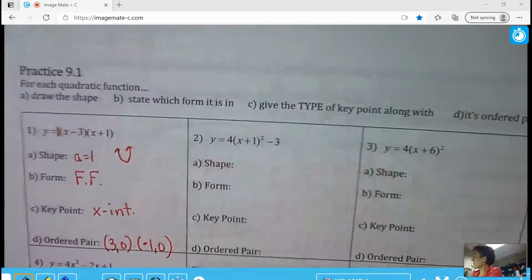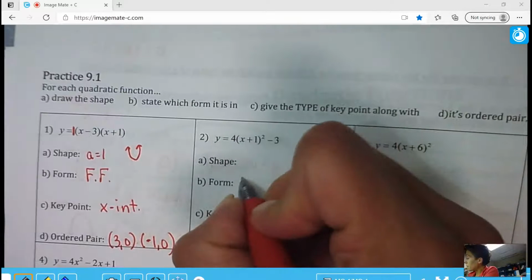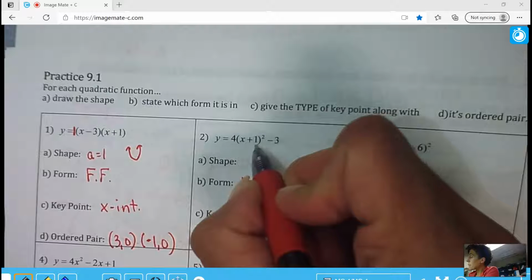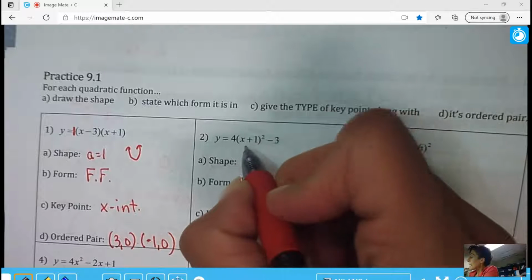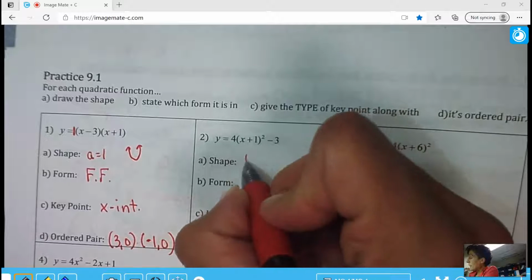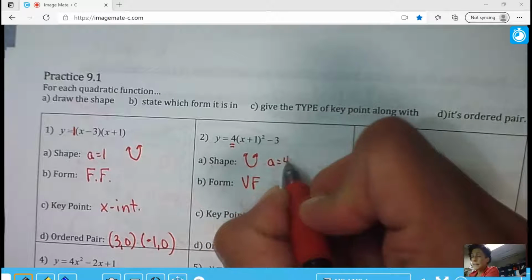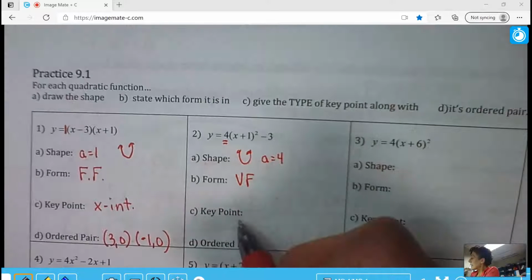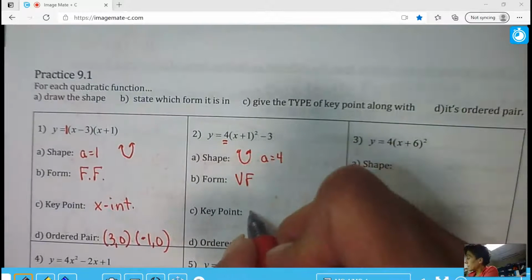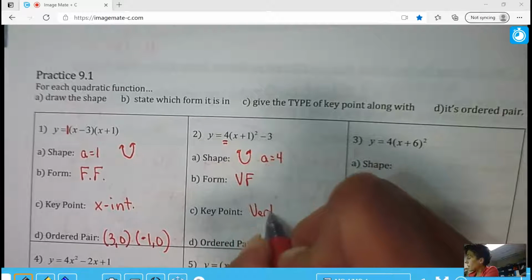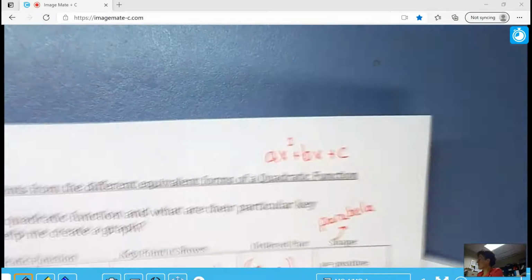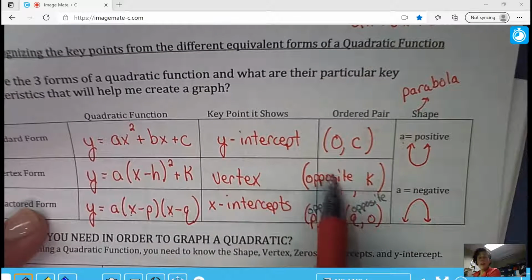So the next one is vertex form, because it has the parentheses squared. My shape is also going to be a U, and I know that because of this 4 in front. Since that is positive, I should have a U shape. The key point that vertex form tells me is always the vertex. And from there, again, go back to your notes. You want the opposite of h.